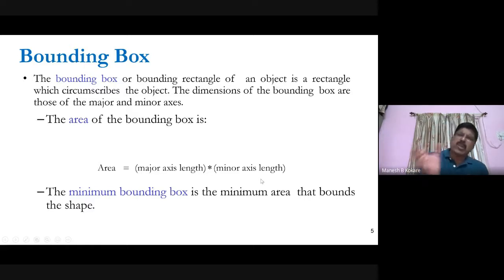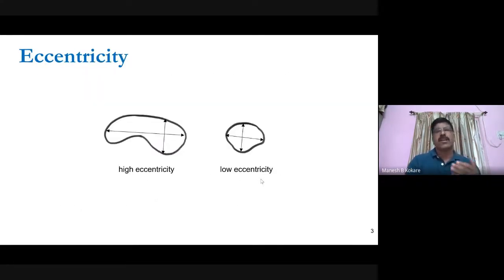So all those are scalar features. You'll get a numerical value from all of those, whether it is rectangularity, the bounding box, or eccentricity. You will get one numerical value out of that from the shape.